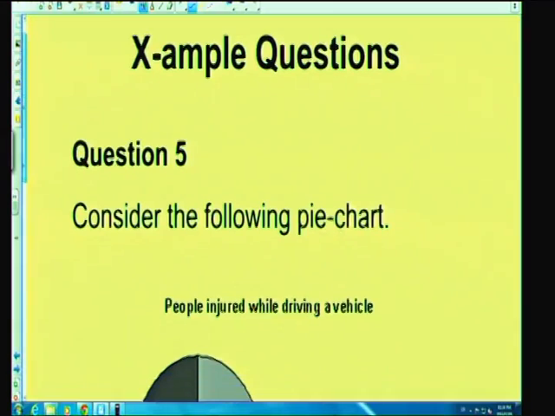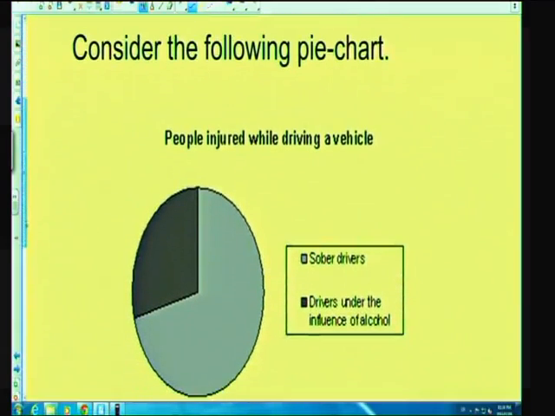Consider the following pie chart. It says people injured while driving a vehicle is what the chart is about. And it tells me that the sober drivers were the grey ones. So I'm going to highlight it in pink, just so you can see what I'm talking about. So they're saying these guys were sober. And then they are saying these ones have been drinking.